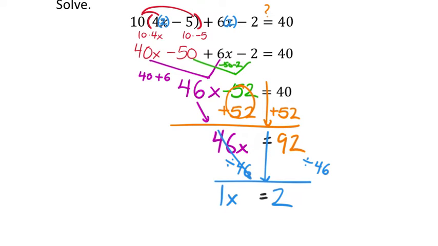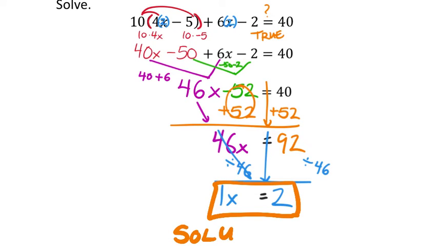Okay, so on my calculator, 10 parentheses, 4 times 2 minus 5, close parentheses, plus, and here's the other x, 6 times 2, right? We're replacing the x with 2, minus 2. I push enter, and I get 40. So when I replace the x's with 2, I do, just as planned, I get a true statement. So since it is true, I can take this solution down here and box it in, because I know that it made the equation true. It is the solution.